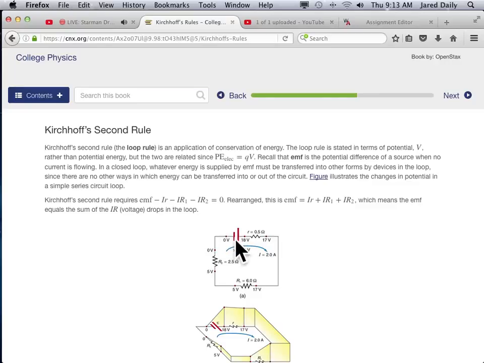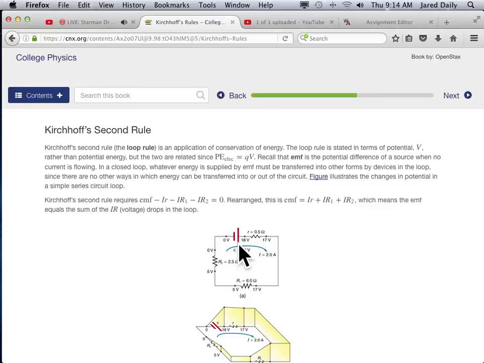Well, a battery is pretty easy. If you go from the negative side of a battery to the positive side of a battery, you're going to increase the potential in the circuit. The potential is going to increase no matter what. If you're going from the positive side to the negative side, it's going to decrease no matter what. So that's the rule for batteries and power supplies. Going from negative to positive, it's going from low to high. That's an increase in potential.